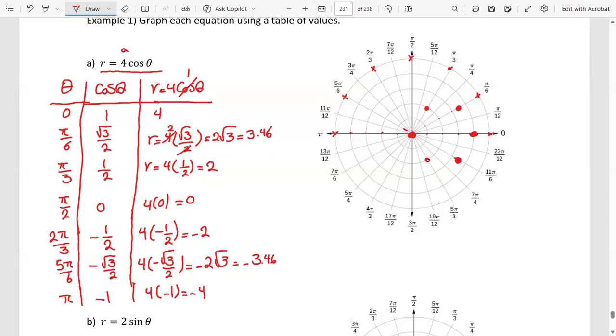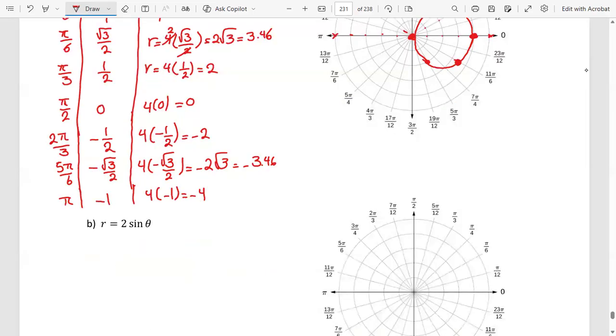And I know that I have to have a circle based on the equation. So we try to graph a circle by these points. That's it. And you can see that we have a circle, which is on the x-axis or the polar axis, and the diameter of the circle is 4.